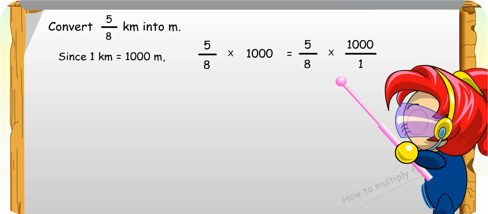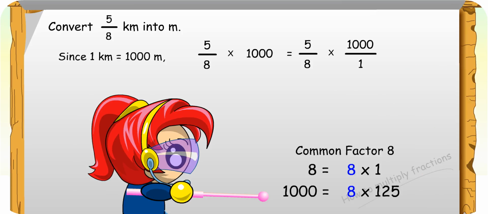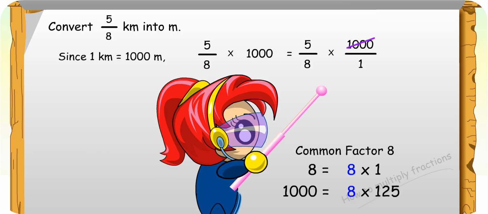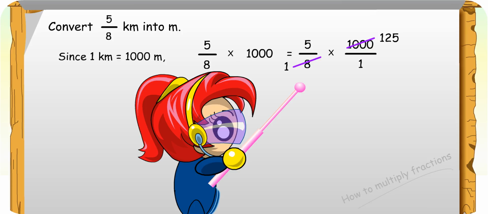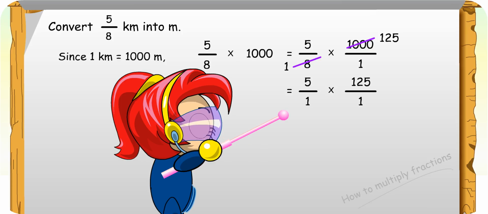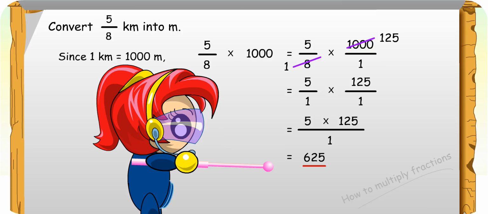I then simplify them by dividing the numerators and the denominators of both fractions by a common factor. The common factor of 1000 and 8 is 8. So, I divide the numerator 1000 by 8 and I get 125. Then, when I divide the denominator 8 by 8, I get 1. Now, I get the fractions 5 over 1 times 125 over 1. Since they cannot be further simplified, I multiply 5 with 125. Therefore, 5 over 8 kilometer is equal to 625 meters.